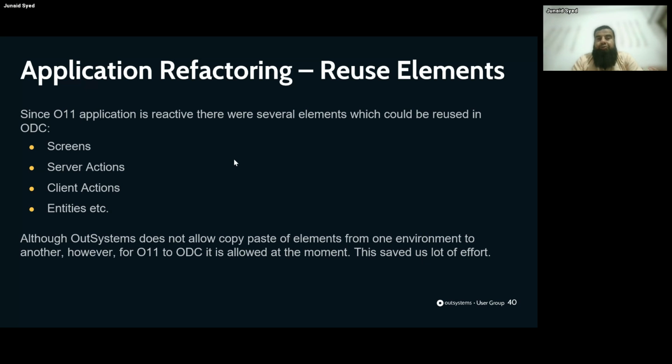Whereas if you want to perform the same copy paste operation between any two O11 applications, in two different, two different licensed environments, it's not possible. The system would not allow you to do that. So that is something to note here.